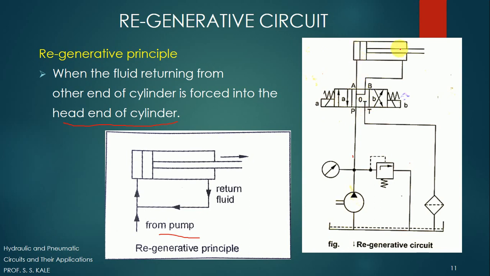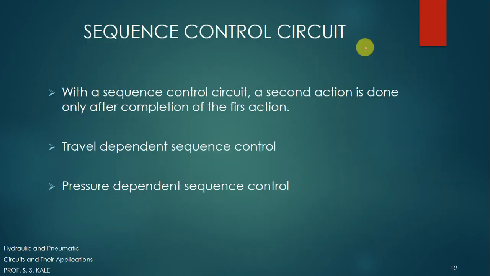When I put this other position into action, what will happen? Normally the fluid will go and normally it will return, so a regenerative circuit is not possible. When I put this particular position into action, the reverse movement of the piston, that is the backward movement of the piston, is possible. So this circuit is called a regenerative circuit, in which we can save the power given to the pump.